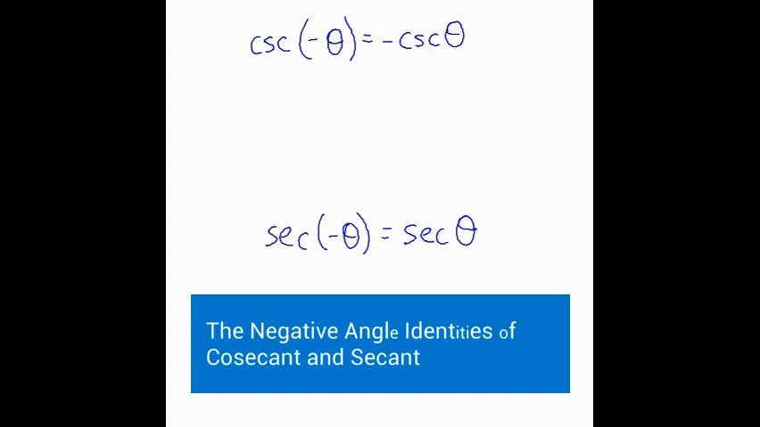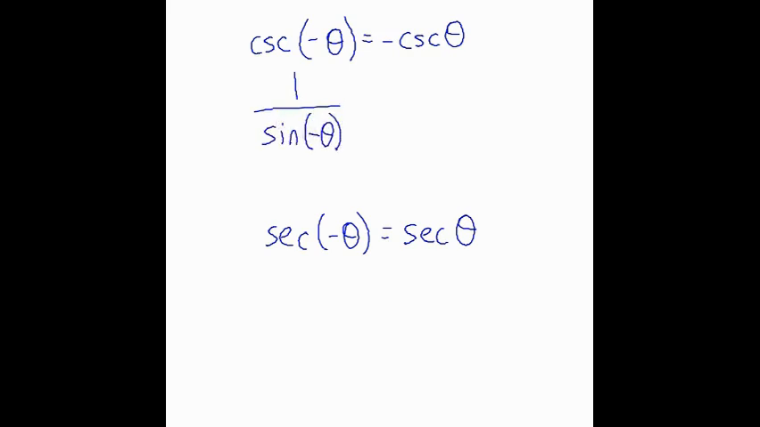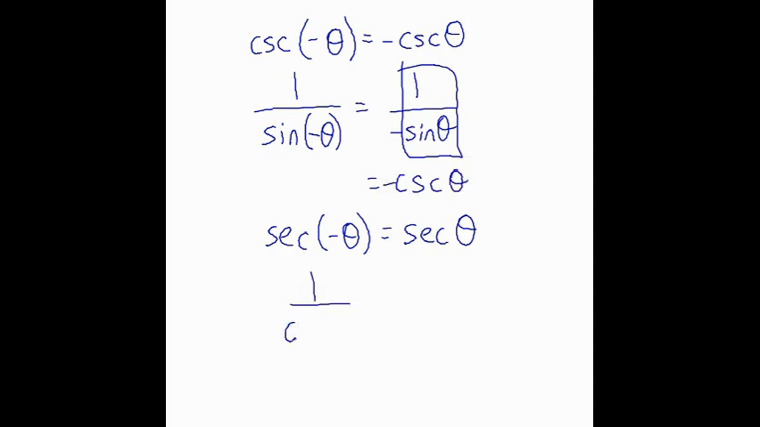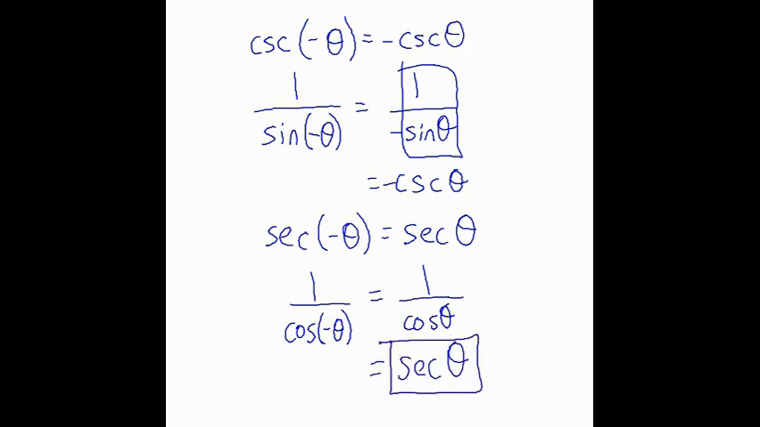And finally, we'll go over the negative angle identities for cosecant and secant, by the same method, setting this equal to 1 over sine of negative theta. So putting it in terms of sine, we get 1 over negative sine theta, and there is our cosecant with a negative left over. Here we can do the same thing, getting cosine of negative theta, which just gives us 1 over cosine theta, and that's already equal to secant theta. So there are all your negative angle identities in a nutshell.